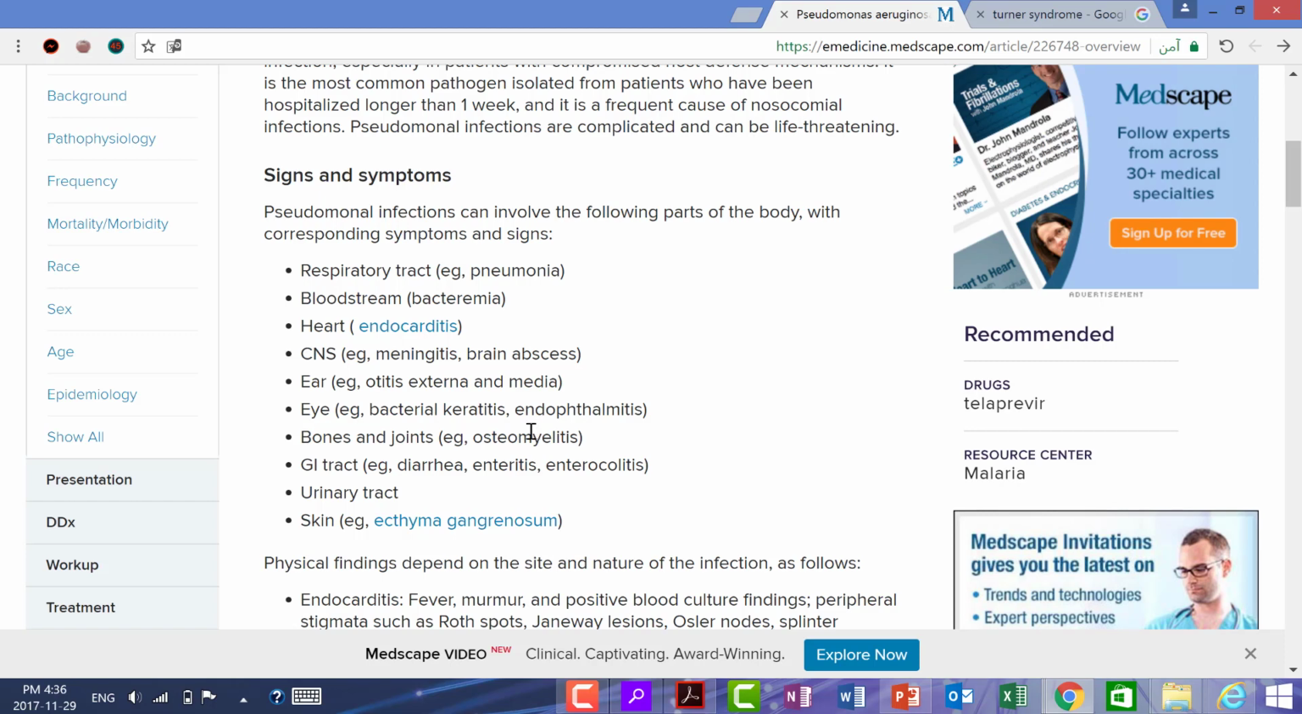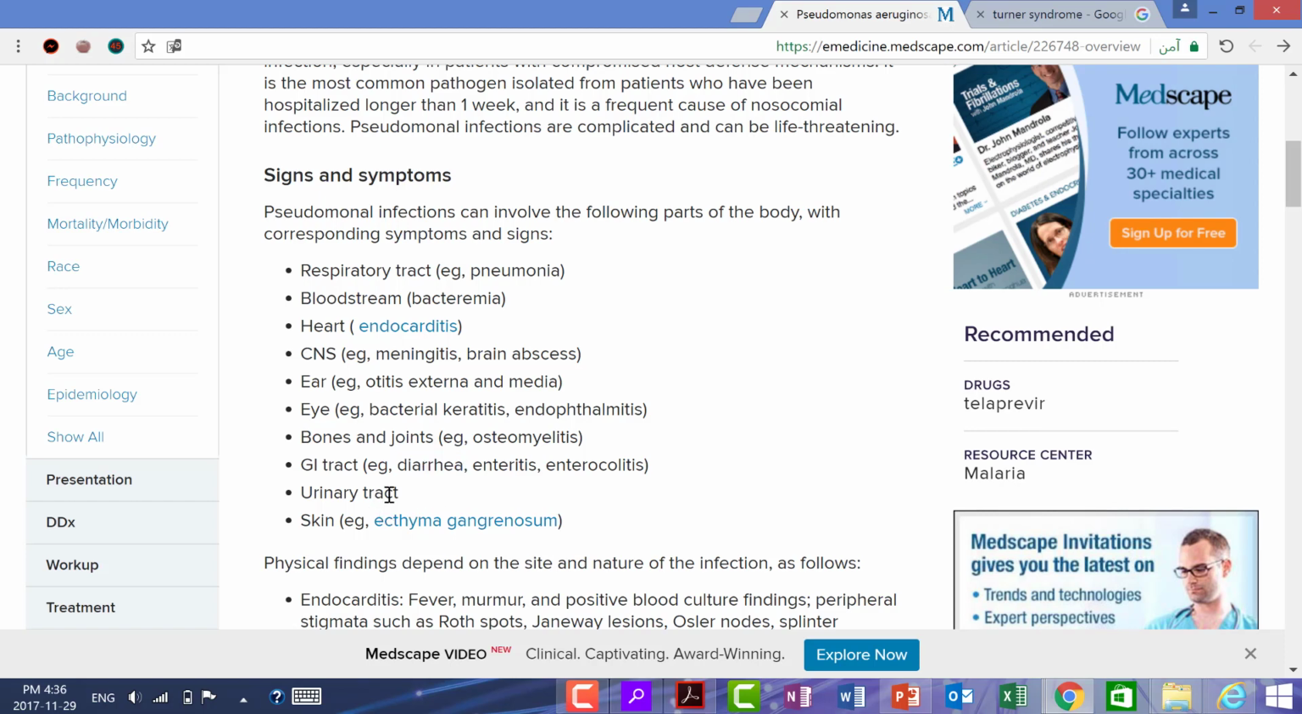What else can cause osteomyelitis? There was this bacteria called Salmonella. It causes osteomyelitis in sickle cell disease. So if you had a question where they're describing a sickle cell patient with osteomyelitis, you would think of Salmonella, after Staph aureus. GI tract can cause diarrhea. Pseudomonas causing like enteritis.